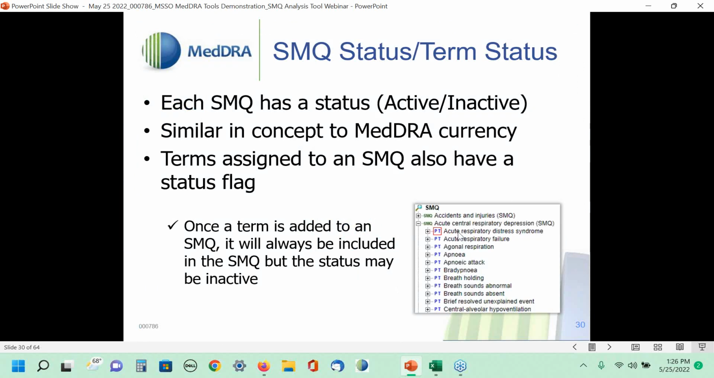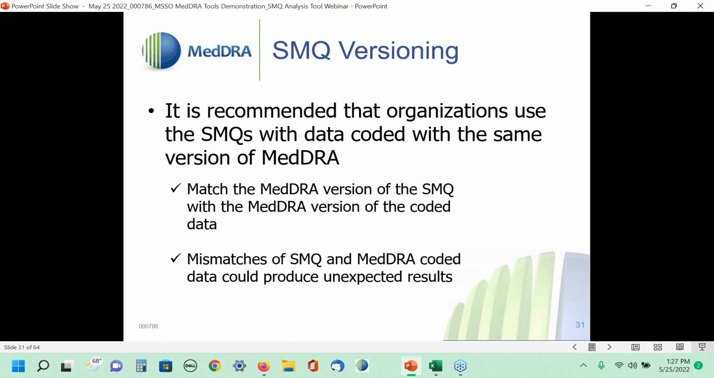So here's an example where in the SMQ for acute central respiratory depression, we see that this particular PT, acute respiratory distress syndrome, was made inactive in that particular SMQ. And you can tell that by the fact that there's a red box around the PT if you look at this in the browser. Now, MedDRA versioning is important as well, because when you use SMQs, you should always be using an SMQ version which matches the version of MedDRA that was used to code the data. In other words, you do not want to use an SMQ from version 25.0 with data that was coded with 23.0, because the mismatch in version can lead to incorrect or incomplete information. So you want a good match by making sure the same versions are used.